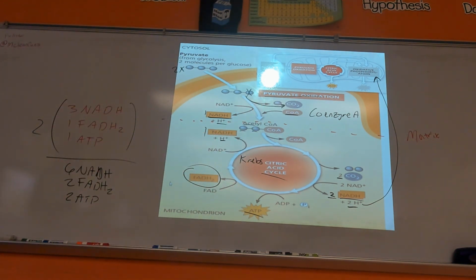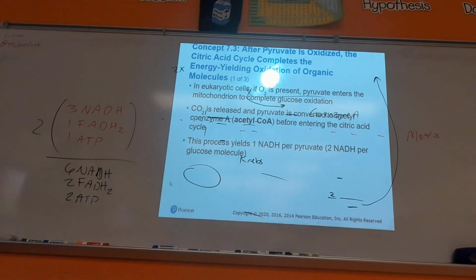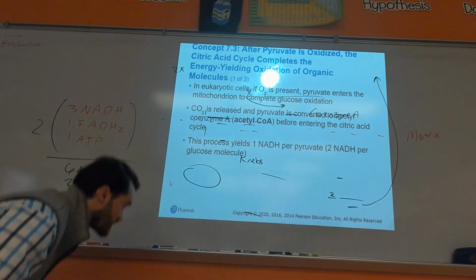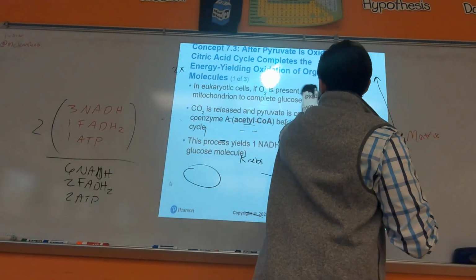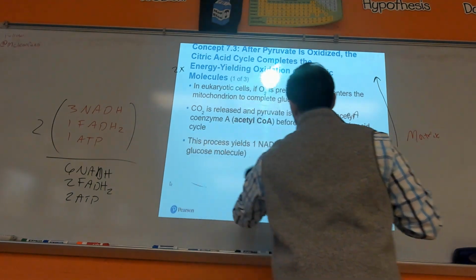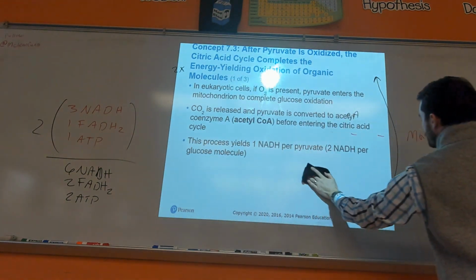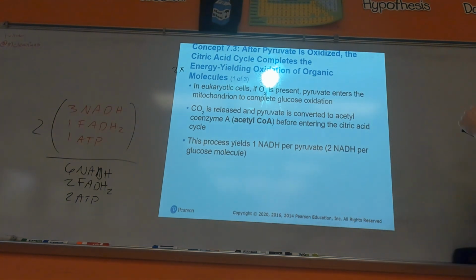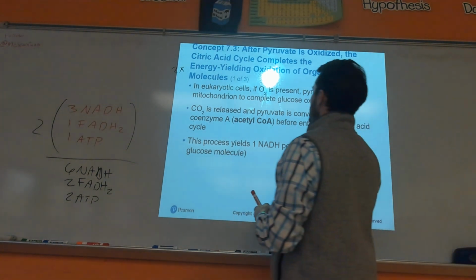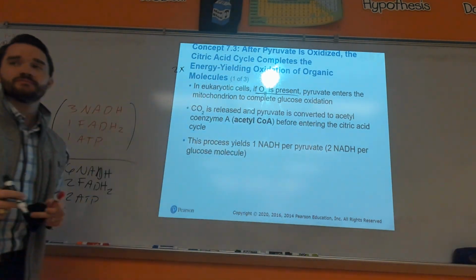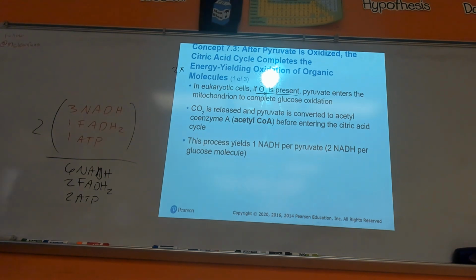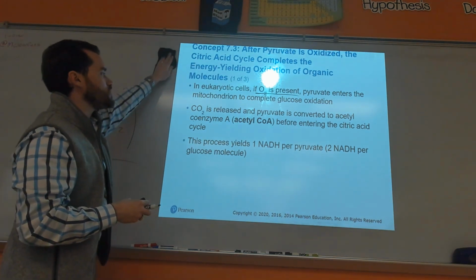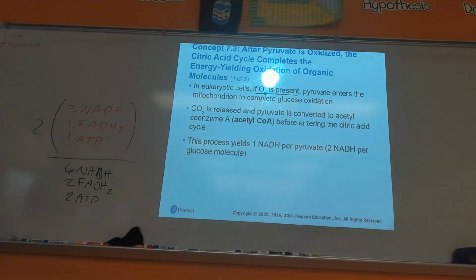All right, so this is what I really want you to understand. This is a good summary slide for you. Very key thing. If you look at that first bullet point, we only do pyruvate oxidation and then the citric acid cycle if oxygen is present. So if you're a eukaryotic cell, which we are, you have to have oxygen present to do the pyruvate oxidation and the citric acid cycle.